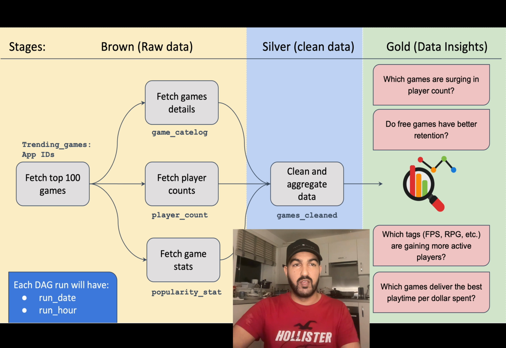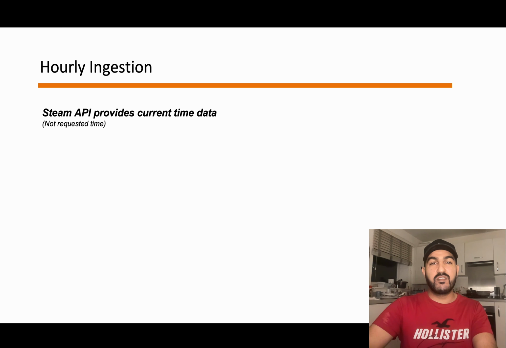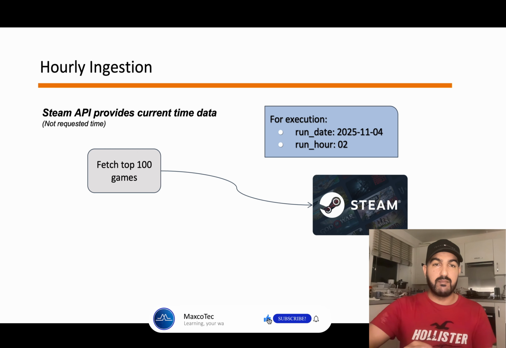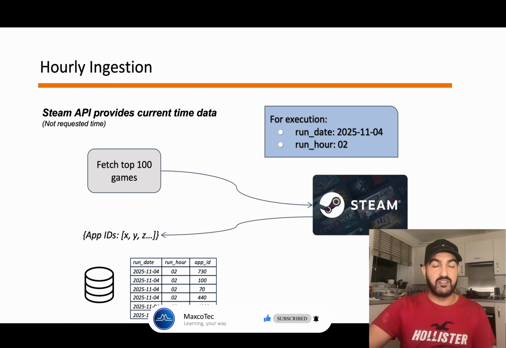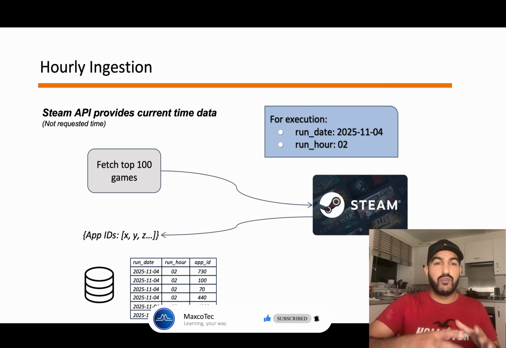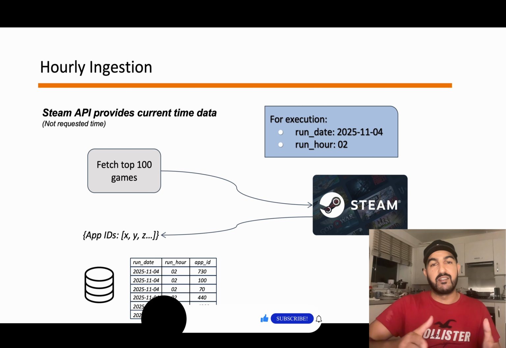So let's move on. Steam does not let you request past timestamps like other APIs do, for example, weather APIs. Instead, Steam only returns right-now live metrics. So if our Airflow task runs at, let's say, 2025-11-04 at 2 a.m., we fetch the top 100 games at that exact moment, and we store those app IDs in the database with run date and run hour. And that's it, simple snapshotting. So every hour, one snapshot. Later, we are going to compare all of these snapshots to measure the trends.